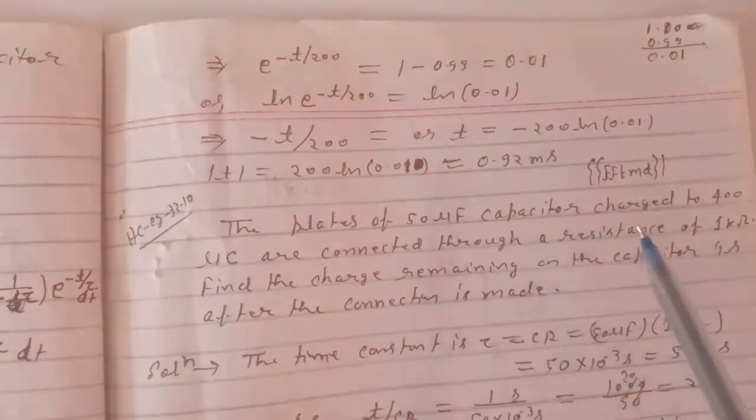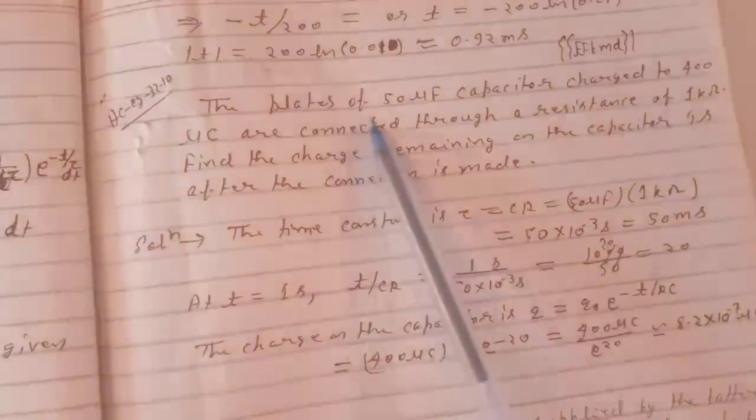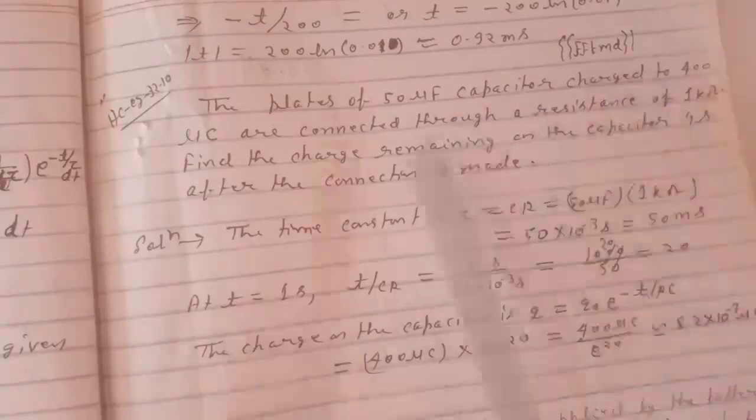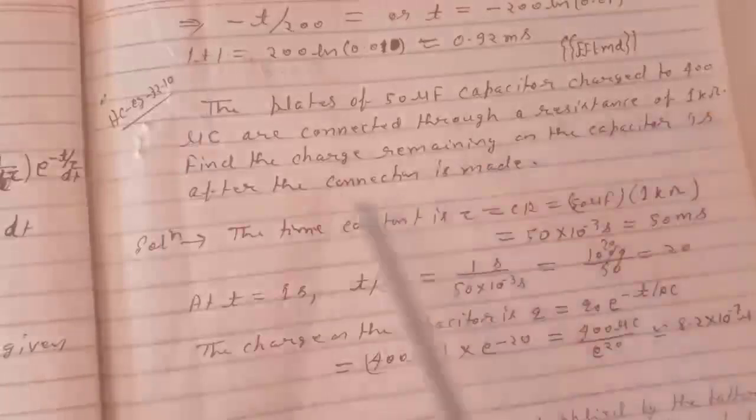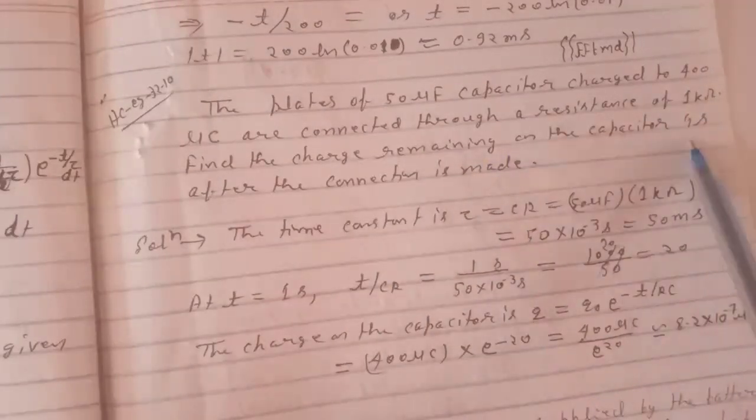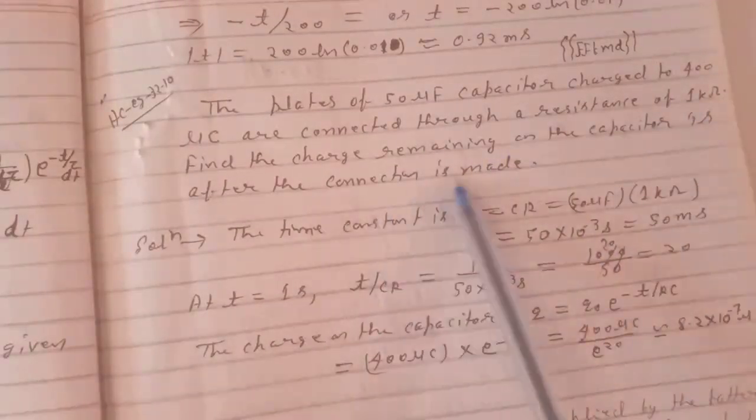Next question. The plates of a 50 microfarad capacitor charged to 400 microcoulomb are connected through a resistance of 1 kilo ohm. Find the charge remaining on the capacitor 1 second after the connection is made.